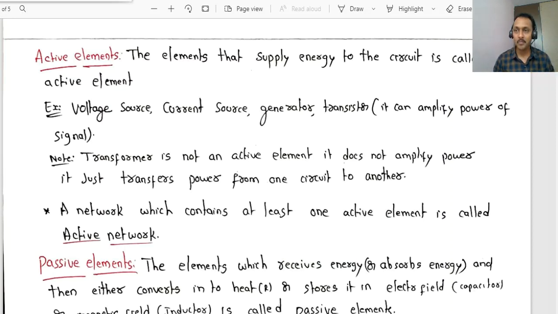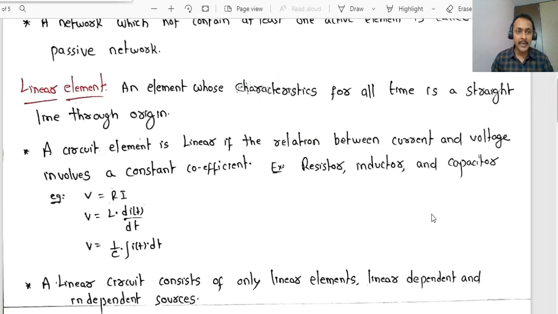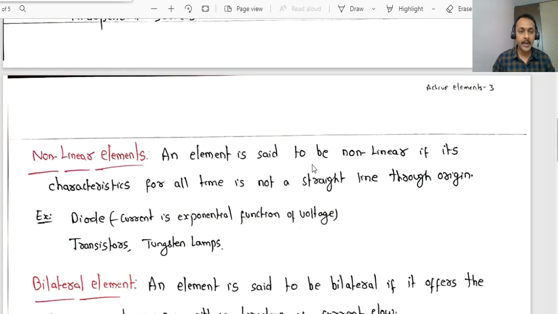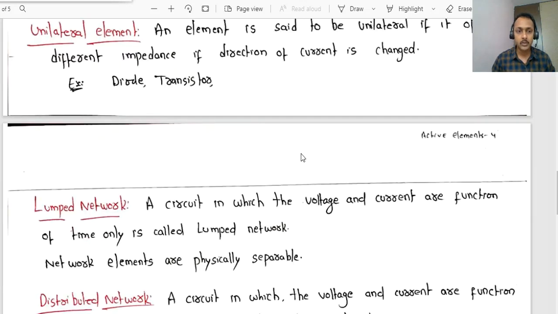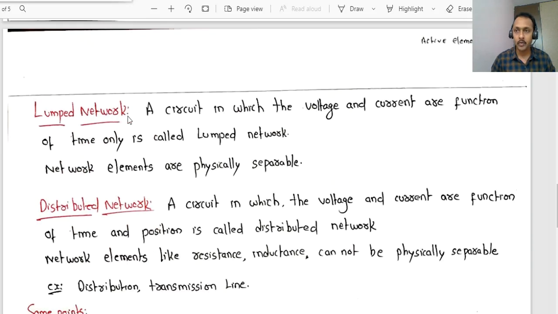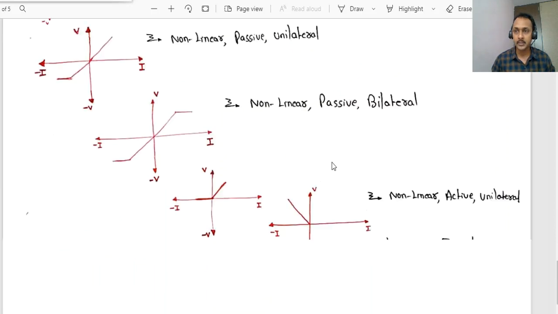In this video, we are going to discuss the active elements, passive elements, and also the linear elements, non-linear elements, bilateral elements, unilateral elements, and of course, lumped network and distributed network, which are not in your syllabus, and some important points, right?